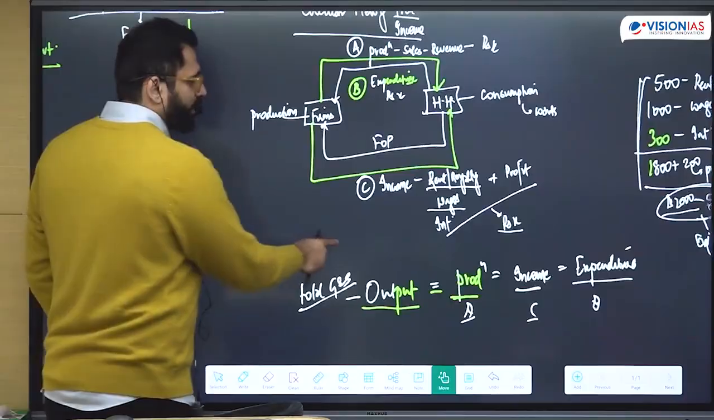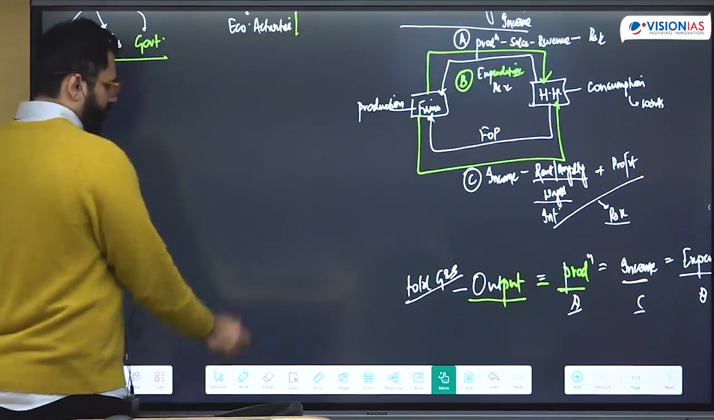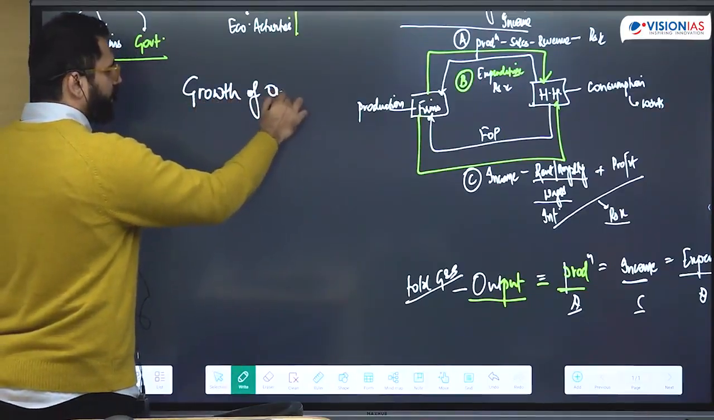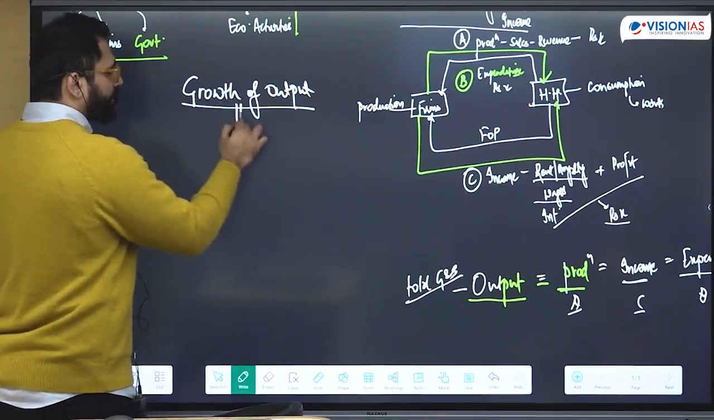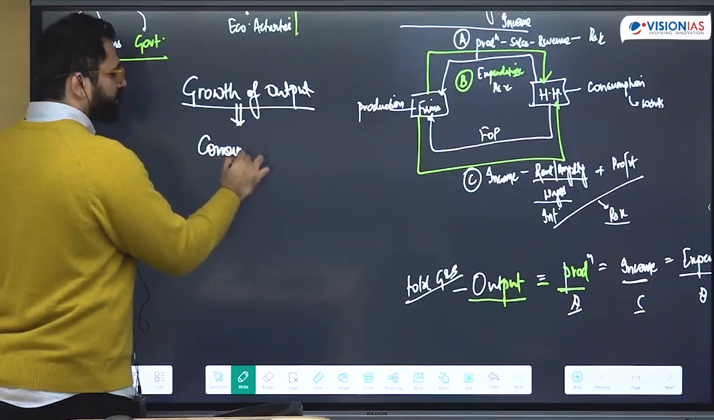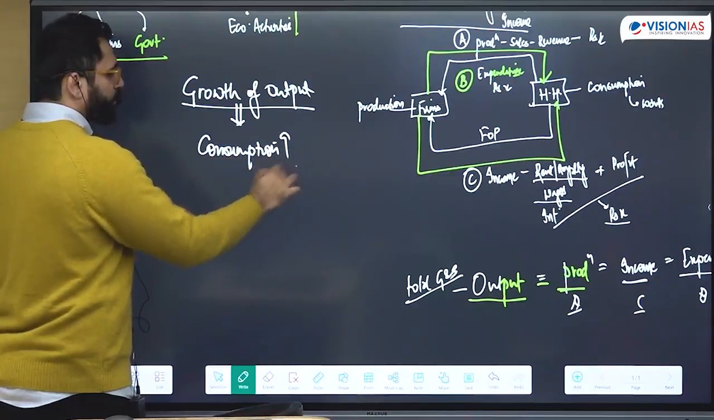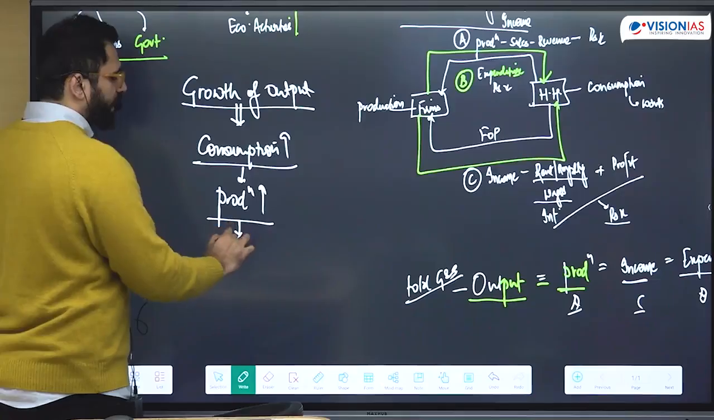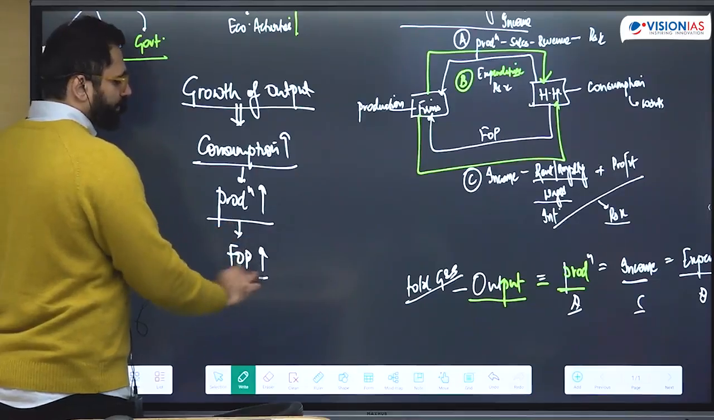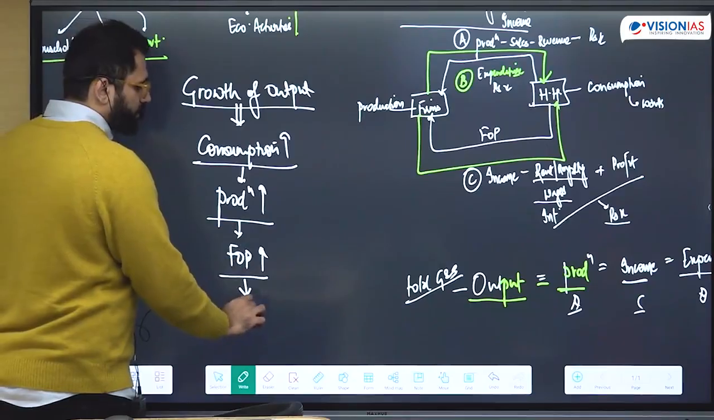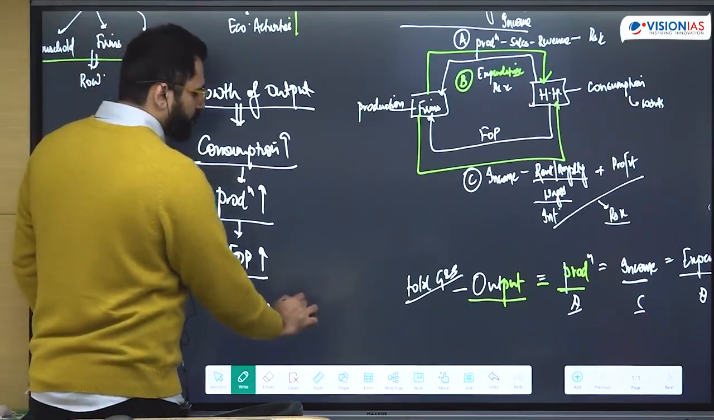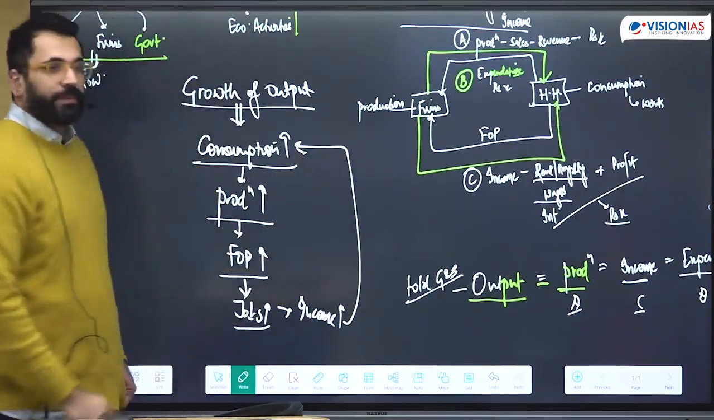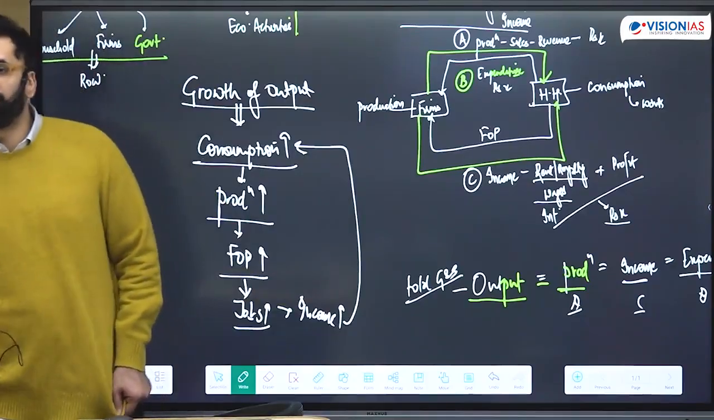So one way of growth of output is that I should increase my consumption. If I increase the consumption, what will happen to production? Production will increase. I will have more engagement of factors of production, means more jobs, means more income. More income means more consumption.